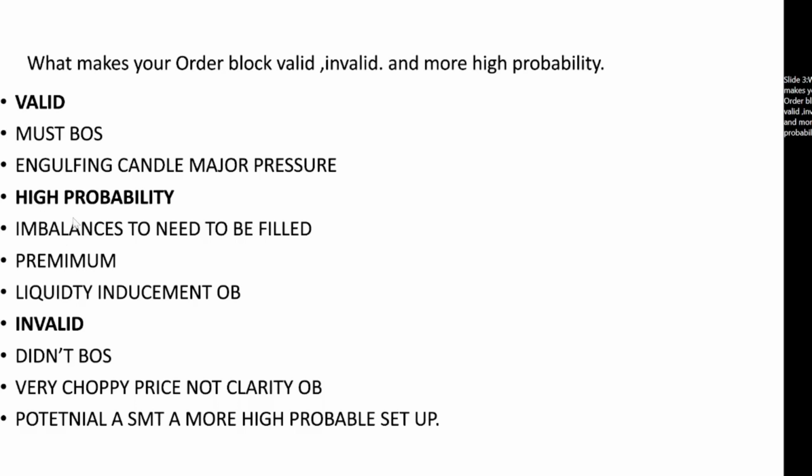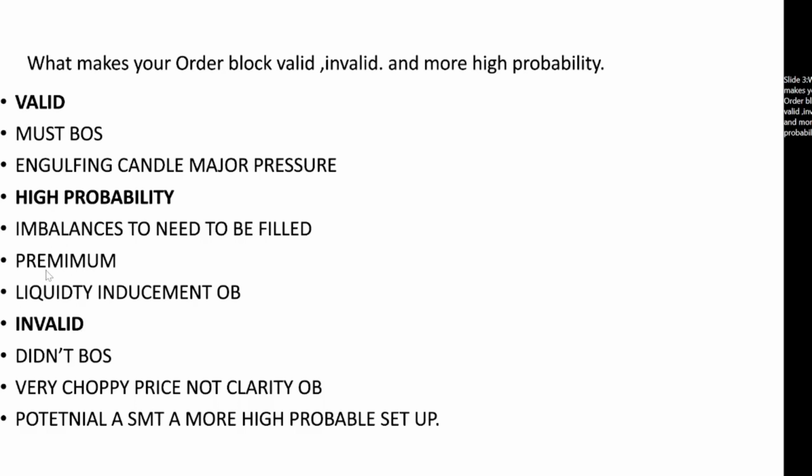Next one is high probability. High probability factors make order blocks more high probability. They're not essential in order to take the trade. However, they make it an order block which increases your confidence within that trade. The next one would be imbalance. Imbalance needs to be filled. Imbalance is one that increases the validity.